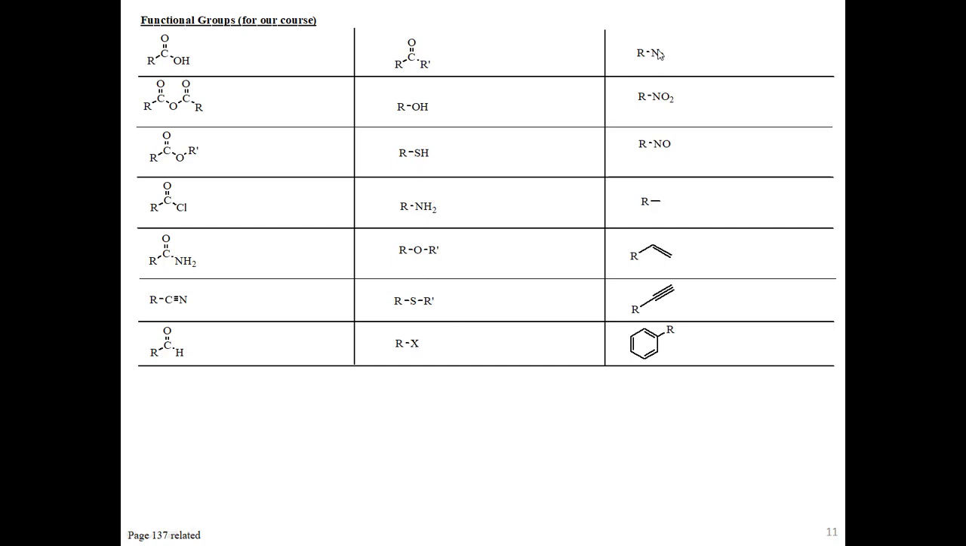N3 together is an azido, that's an azide. NO2 is a nitro. NO is a nitroso. This is just a simple carbon branch, and here we have alkenes, alkynes, and aromatics.